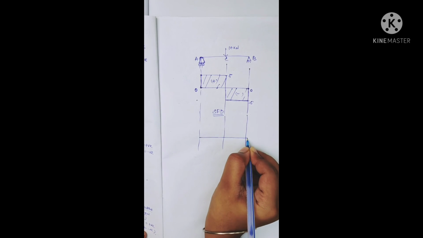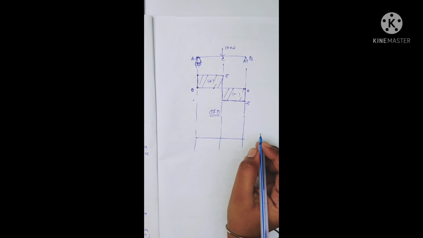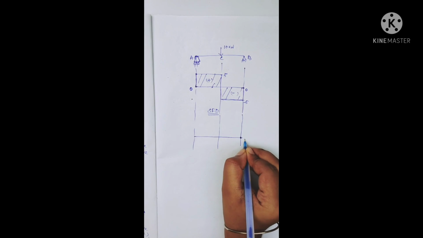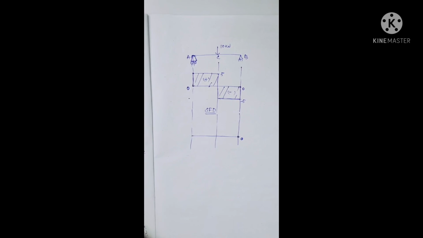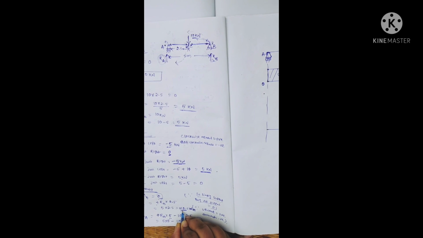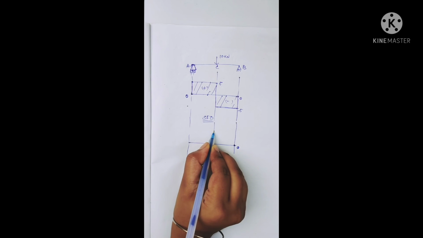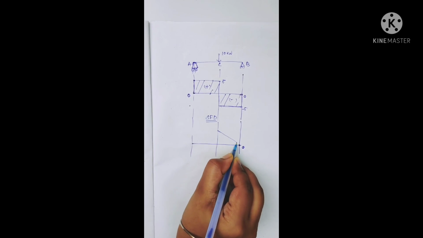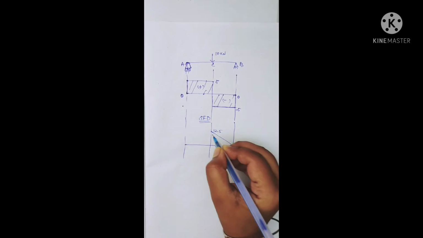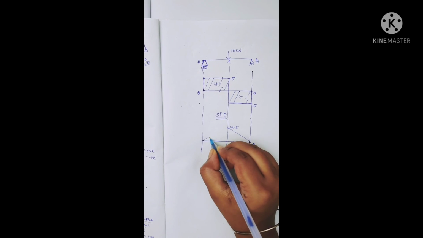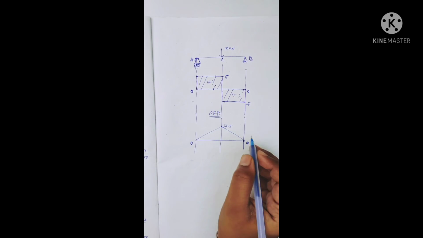Okay, now we draw the bending moment diagram. Bending moment at B is equal to 0. Bending moment at C will be 12.5. And next, bending moment at A is equal to 0.